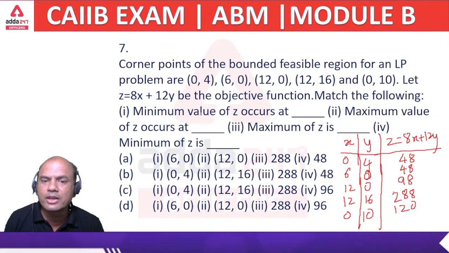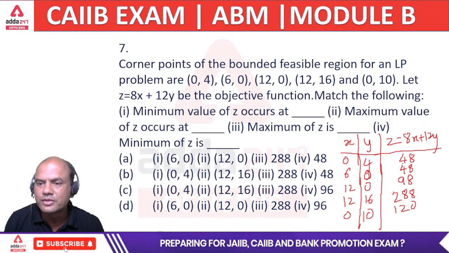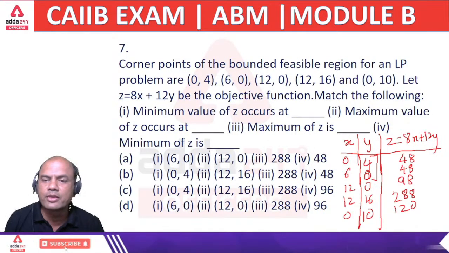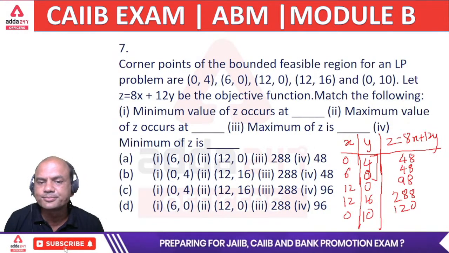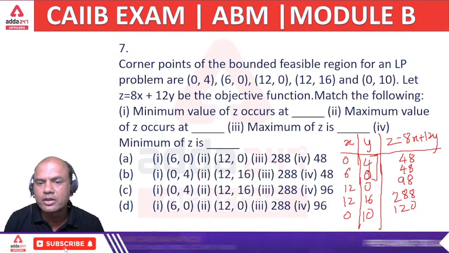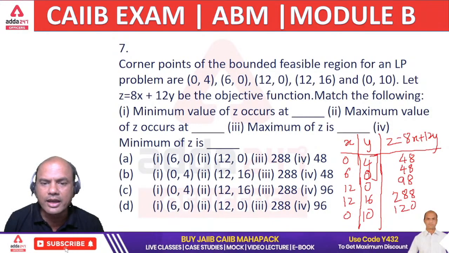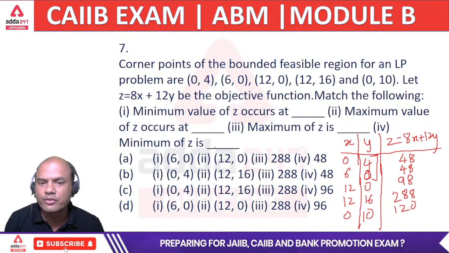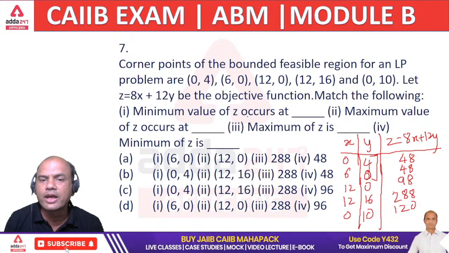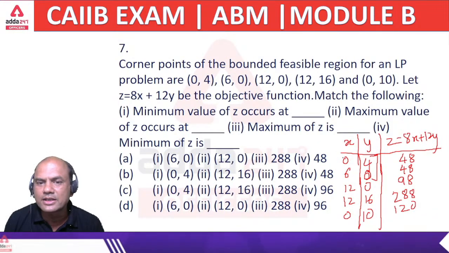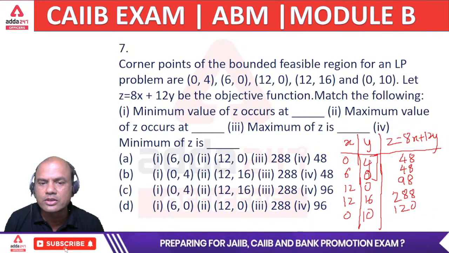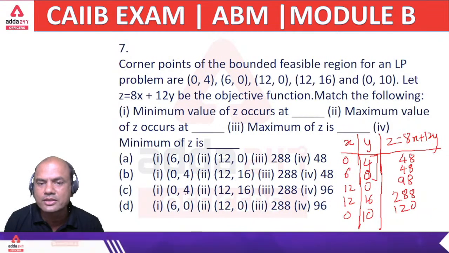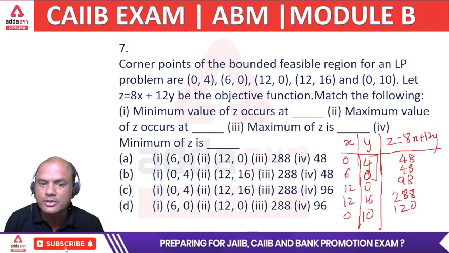Match the following. The minimum value of z occurs at, which is the minimum value? 2 points have the minimum value over here, right? So the minimum value of z occurs at what? 6, 0, 12, 0, then what? 288, and fourth is 48. Okay. So the minimum value of z occurs at, here we have to get all the 4 options over here. So where does this z value occur minimum? Is it at this point 6, 0 or 0, 4? Is there any option of 6, 0? 6, 0 is there. 0, 4, that is also there. Both the ways you get this value. So all the answers are possible over here now.